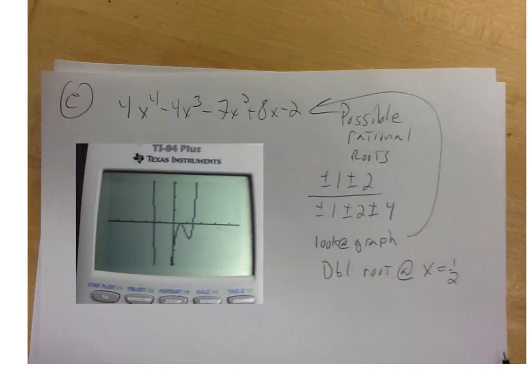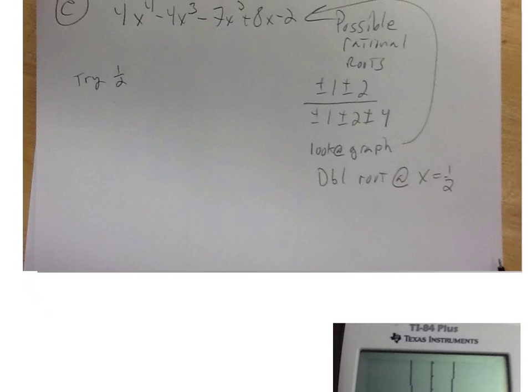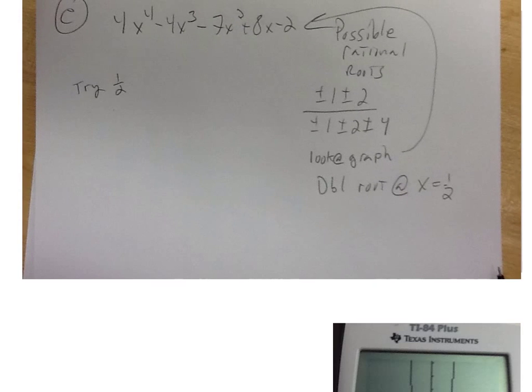So what I'm going to do is synthetic division using 1/2 twice. And what that'll do is remove that double root, and then I'll see what's left here. So let's do that and get that out of the way. I guess I can do my work right here. So I'm going to do 1/2, get rid of red ink. So with 1/2 I'm going to use 4 and -4 and -7 and 8 and -2.